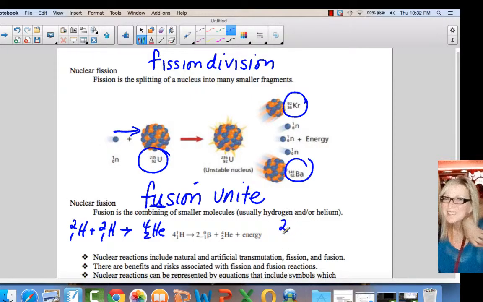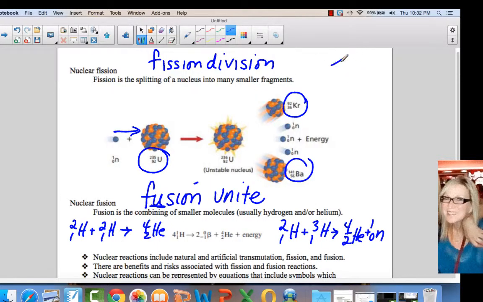Or it could be 2,1H plus 3,1H yields 4,2He plus a neutron. Either way, in fusion, you've got hydrogen combining into helium.